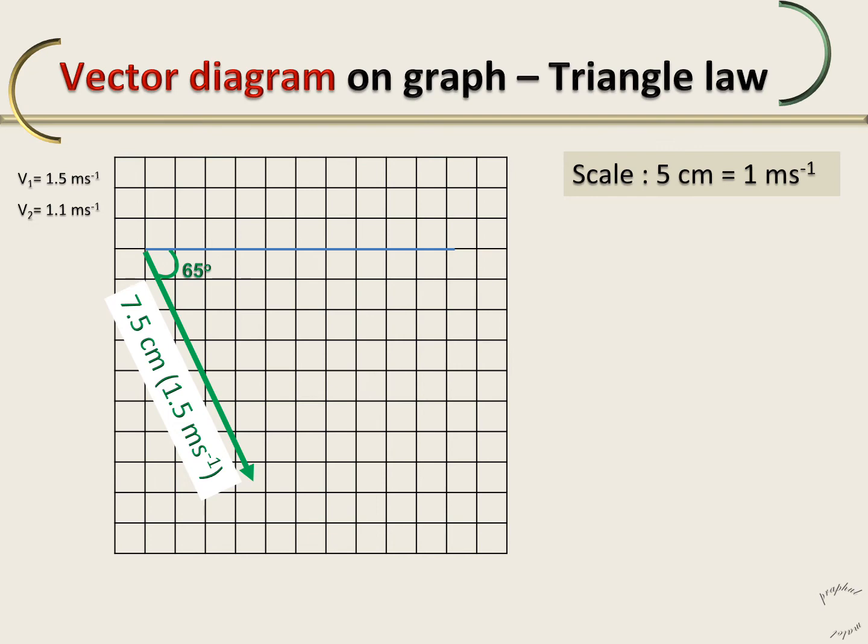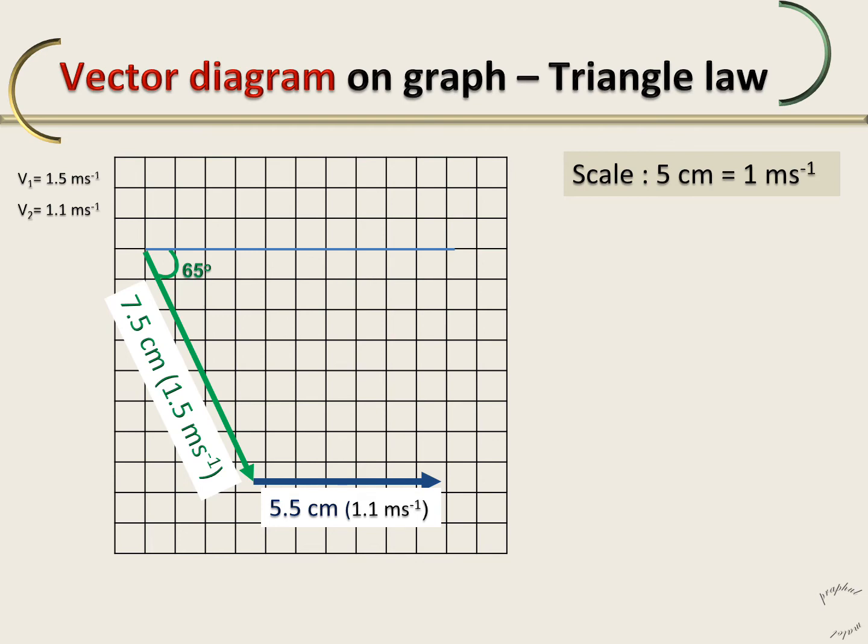Now I want to represent the speed of the river current. I am using triangular law, so I am drawing continuously, means the head of one vector is touching the tail of the other one. The second vector should be 1.1 meter per second. According to the graph, it should have a length of 5.5 centimeter. That's obtained by cross multiplying. Okay, 1 meter per second is 5 centimeter. So I have represented both my vectors in the exact magnitude and direction.